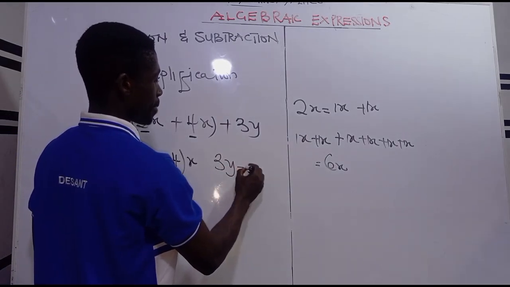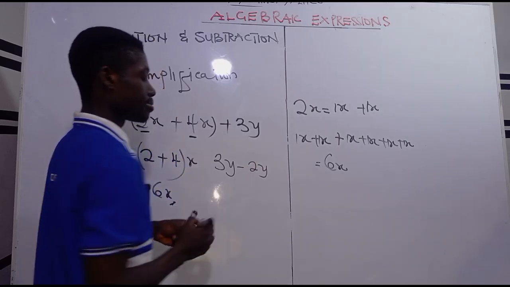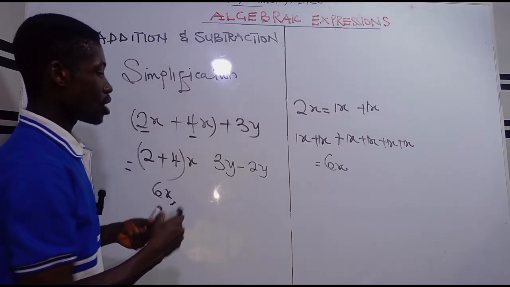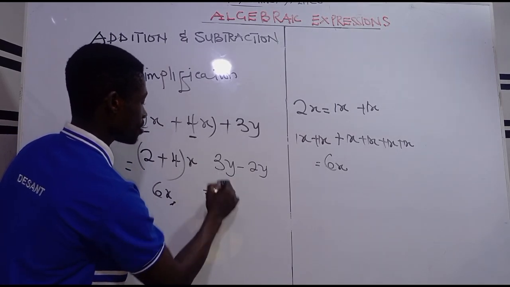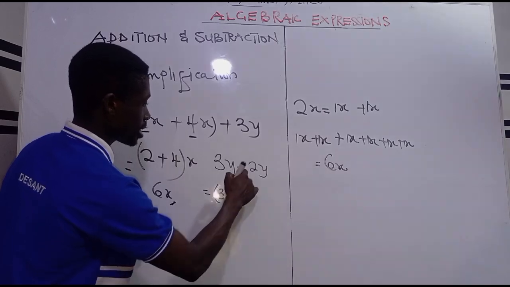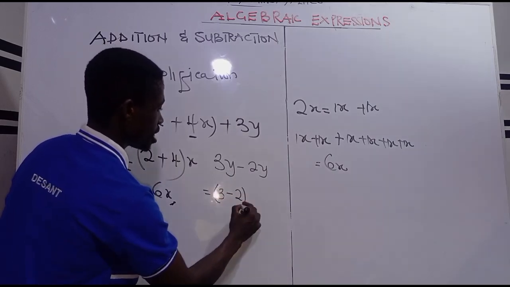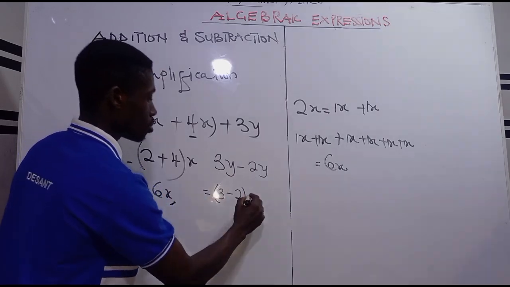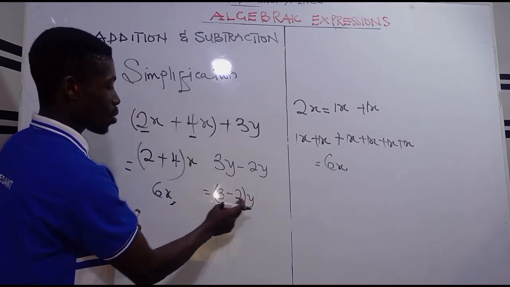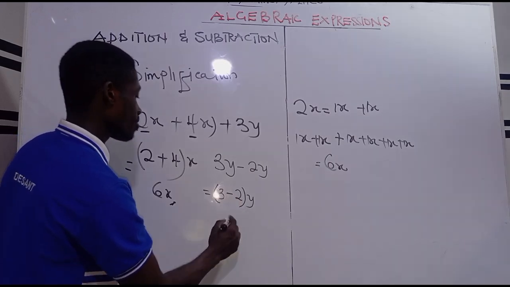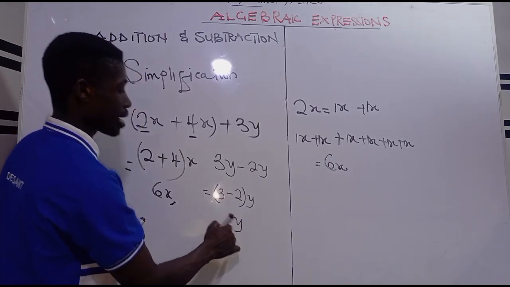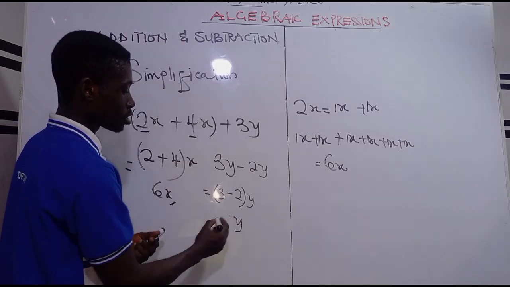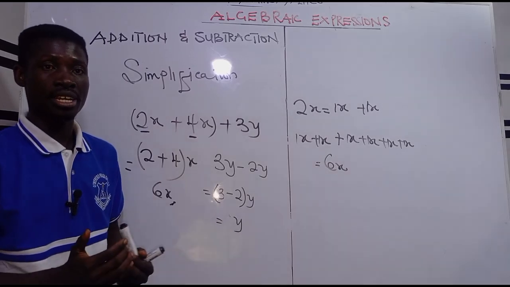So let's take it that you also have 3y minus 2y. Since these two terms are like terms, we are going to pick their coefficients. So the coefficient of this y is 3, then minus 2. And then after that, we attach the variable to it. Then after that, we subtract: 3 minus 2 give us 1y. But since we don't write 1y, we can say it's equal to y. Very easy and simple.